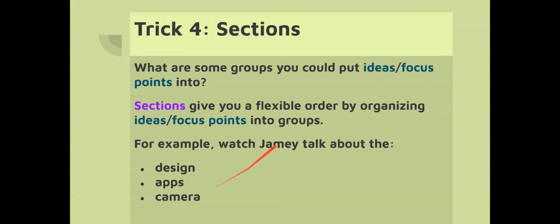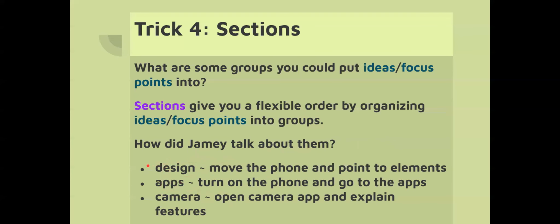Okay. So I talked about these, and how did I talk about them? Well, I just moved the phone around and I pointed at them. I opened apps. I turned on the camera, right? Can I change the section order, right? So here's my section order. This was first, this was second, this was third. Can I change this order?